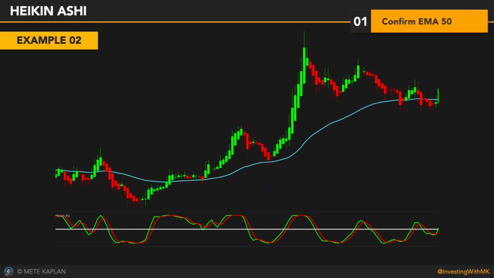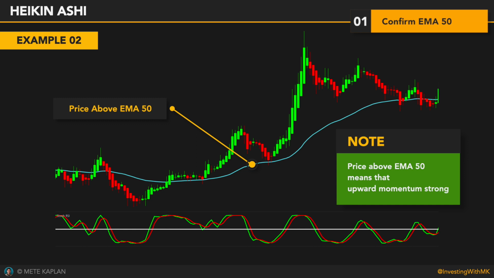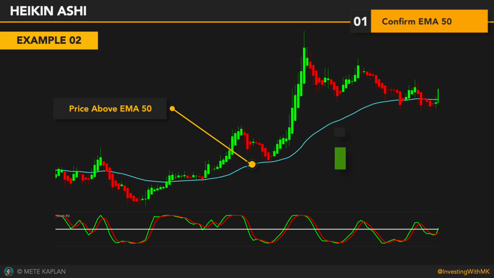Let's go over another quick example. As you can see, our price is hovering above the EMA 50 line, which I really like. It means that upward momentum is strong. Secondly, I'm looking at stochastic RSI. It is below 50 and a very recent crossover. Amazing, 2 out of 3 confirmations already.